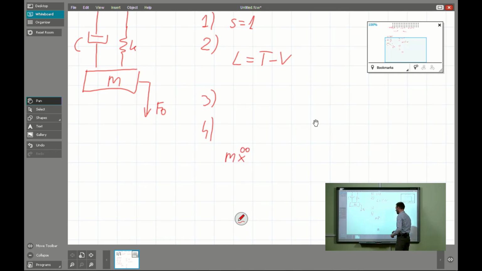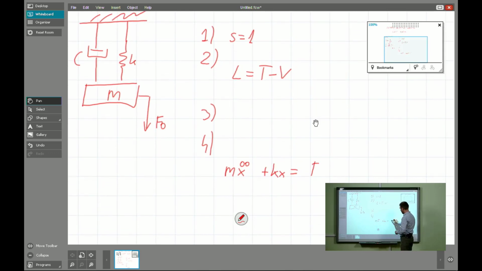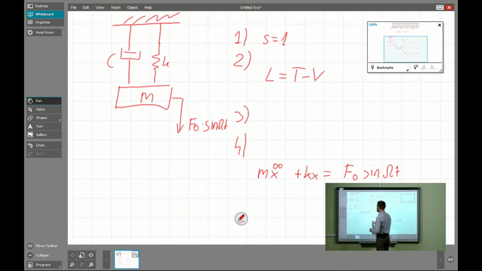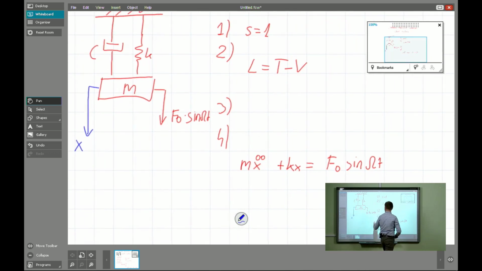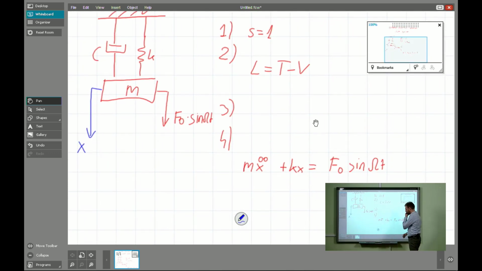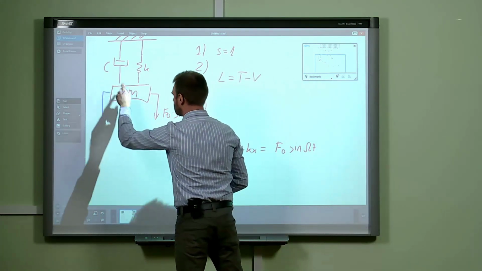There will be m x double prime plus k x equals F0 times sine omega t. Oh, I forgot about the excitation function. We assumed that the coordinate frame has the same facing as our force. And that was when c was 0.